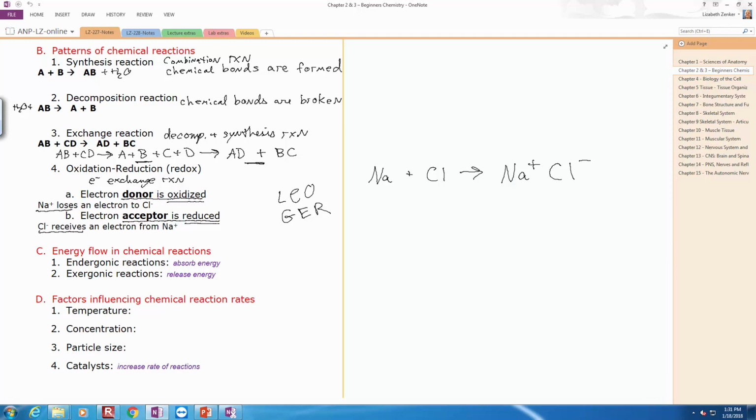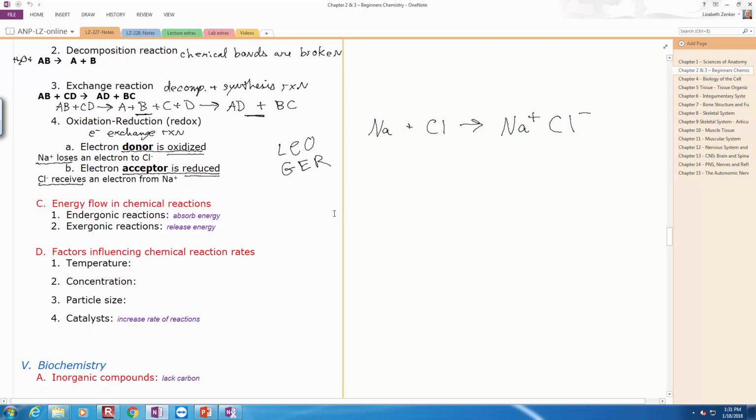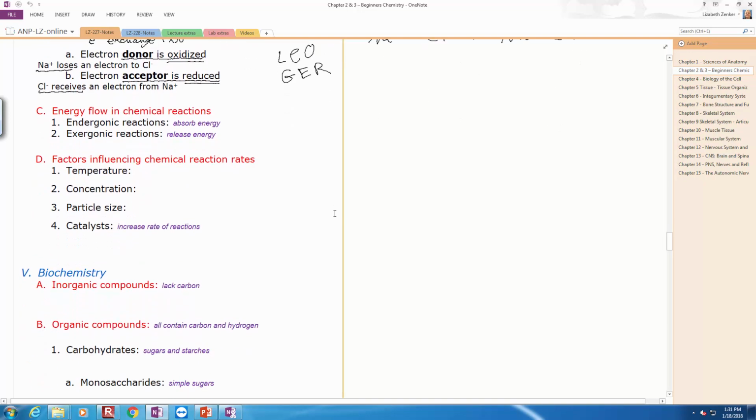And the other chemistry way of knowing it is because you have gained the electron, you've been reduced because you're less positive, which I don't know if that just throws you guys off more or not. I just like LEO and GER because it's super easy, right? Lose electron, you're oxidized.